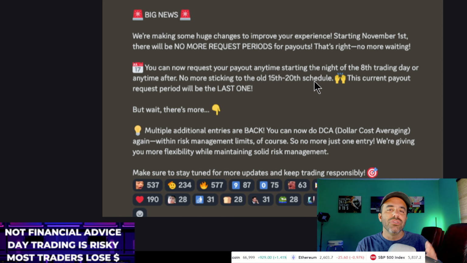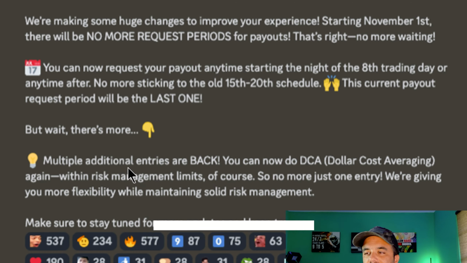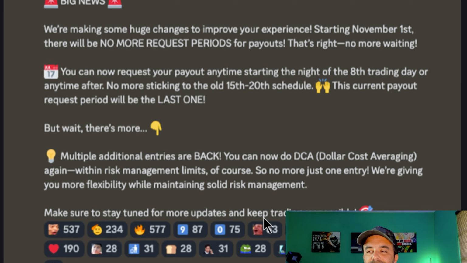But wait, there's more, they say. More? Multiple additional entries are back. You can now do DCA, dollar cost averaging, again, within risk management limits, of course. So no more just one entry. We're giving you the flexibility while maintaining solid risk management. Make sure to stay tuned for more updates and trade responsibly.